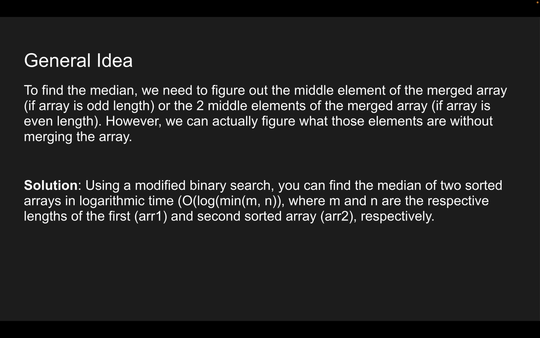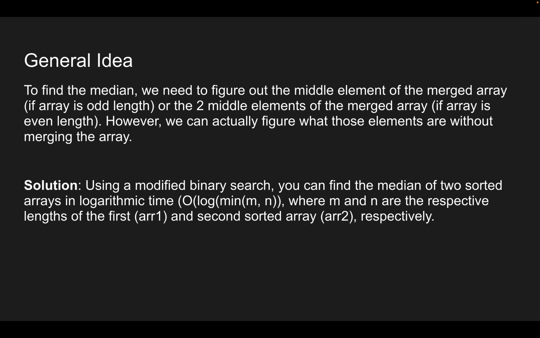To find the median, we need to figure out the middle element of the merged array, if the array is odd length, or the two middle elements of the merged array, if the array is even length, because we just take the average of those. However, we can actually figure out what those elements are without merging the array.